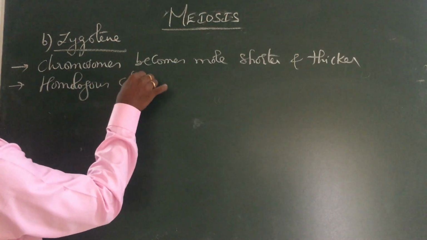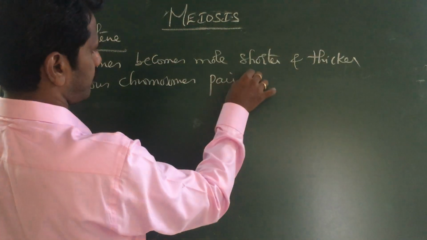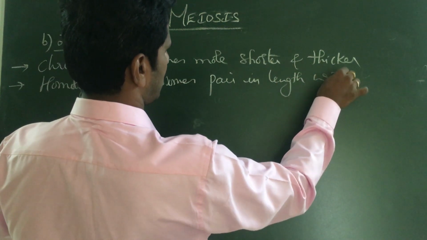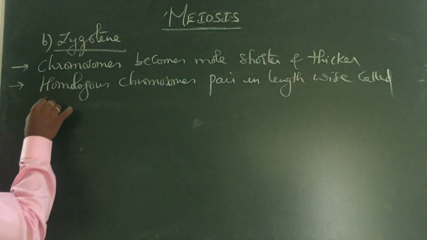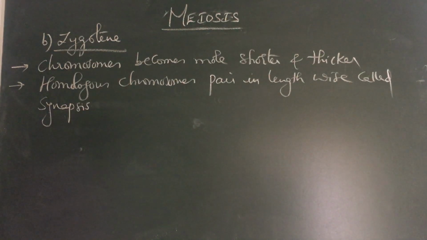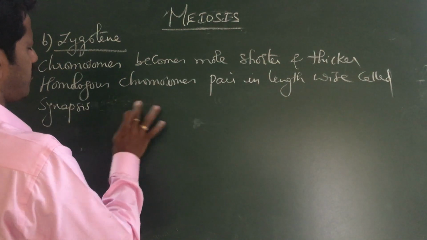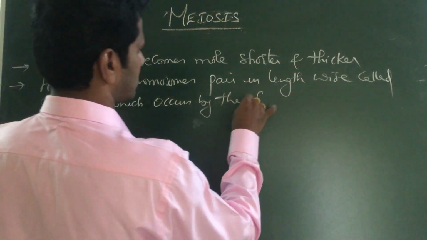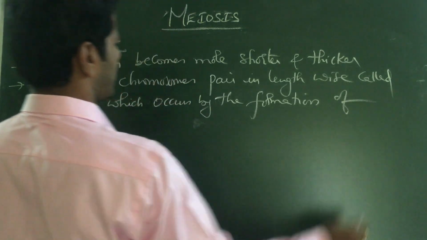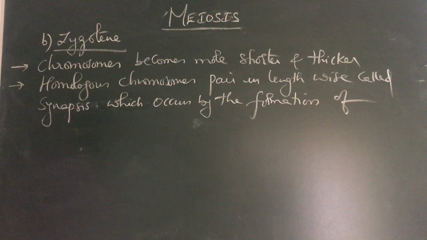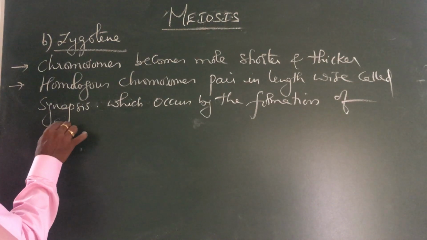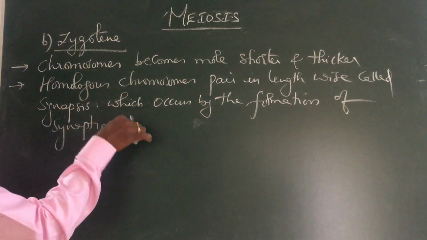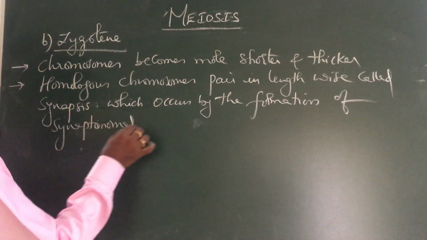Homologous chromosomes pair lengthwise, called synapsis. So in zygotene, synapsis of the homologous chromosomes will take place. This occurs by the formation of a synaptonemal complex.